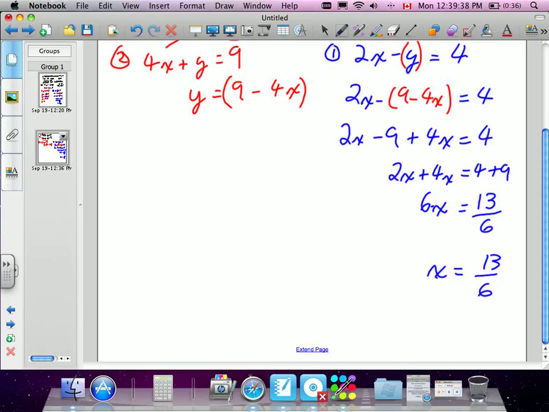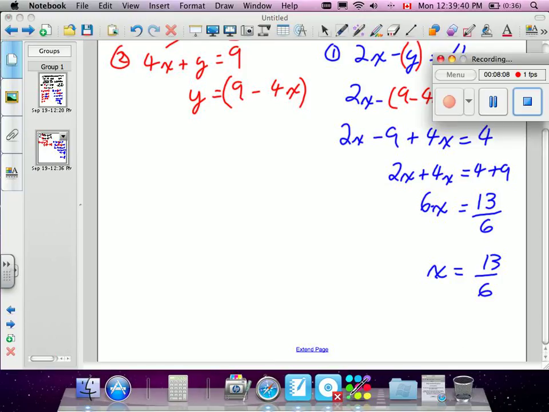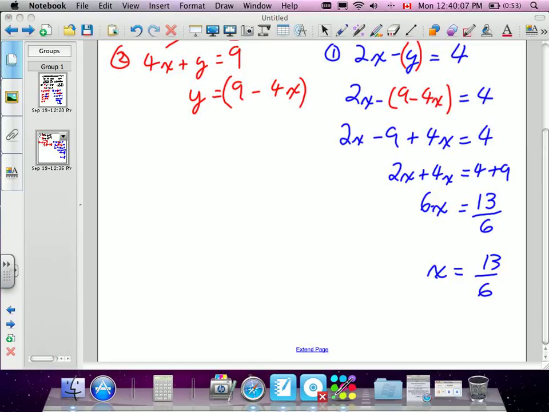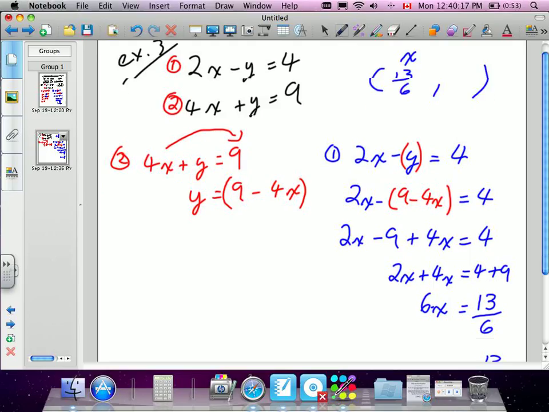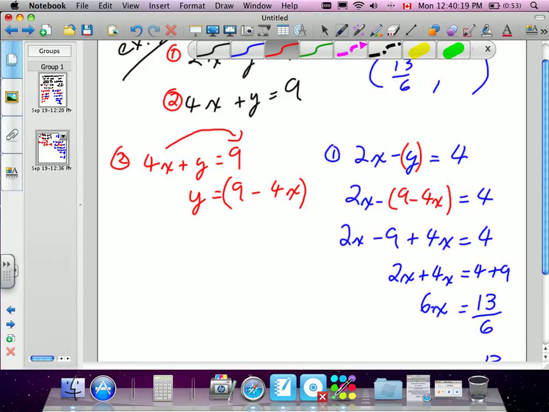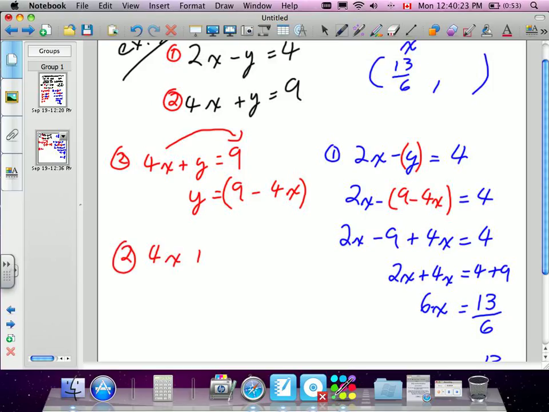Okay, so for our point of intersection, we've already discovered the x value. The x value was 13 over 6. Now that I have that, I'm going to plug x into the other equation. My other equation was 4x plus y equals 9. We're going to plug in for x our 13 over 6. So I get 4 times 13 over 6 plus y equals 9.